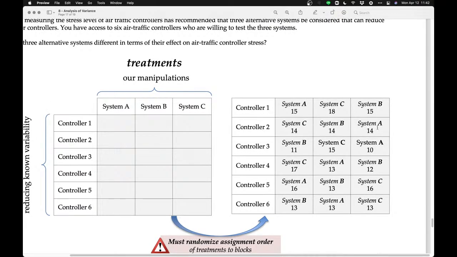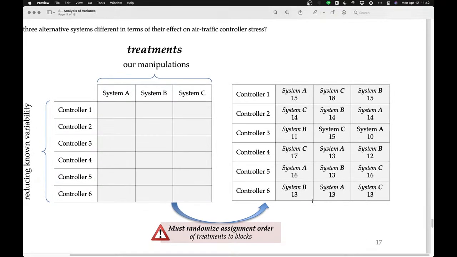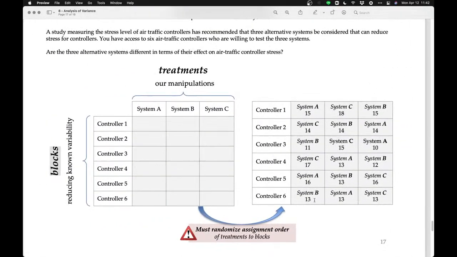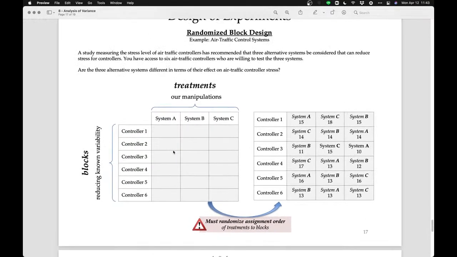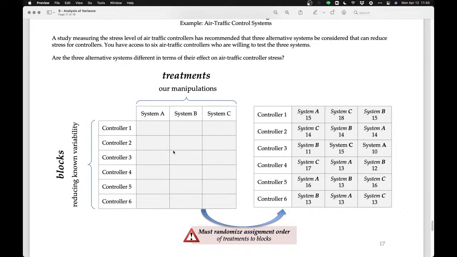So block 1 is the first controller, second controller, third, fourth, fifth, sixth. All right? And we make sure we randomize between the systems so that the blocks don't have an effect. Now, what's interesting to me, and if somebody can explain this to me, I would be very happy: I don't really see the difference between them. They're just two variables, and essentially you're randomizing between the controllers and also between the systems. So it's random all the way around. It just so happens that we call the variable we're interested in the treatment, and the other ones we're not interested in the blocks.